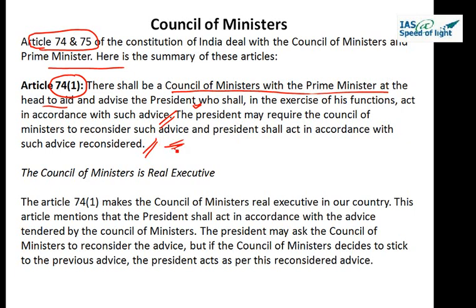This we have already seen. Okay, so he has to act on the advice of the Council of Ministers and the Prime Minister; it is binding on the President. So the Council of Ministers here becomes the real executive. Article number 74(1) makes the Council of Ministers the real executive in our country, and this article mentions that the President shall act in accordance with the advice tendered by the Council of Ministers. The President may ask the Council of Ministers to reconsider the advice, but if the Council of Ministers decides to stick to the previous advice, the President has no choice, and he has to act as per the reconsidered advice.